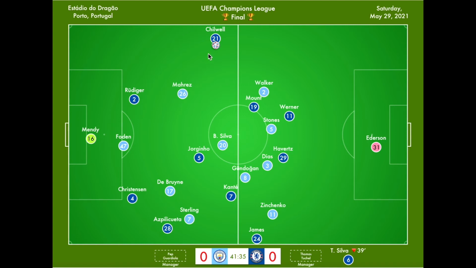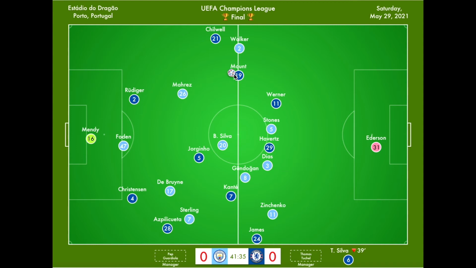And with Mendy going to Chilwell here, Walker immediately senses the danger, so he moves up to pressure him. Mount notices this too, but to his credit, Ben Chilwell takes the ball and really just brings it under control and gets it right to Mount. Because Mount is here and Werner and Havertz have now officially tracked back, when they were starting the play at 41-35, they had not tracked back.